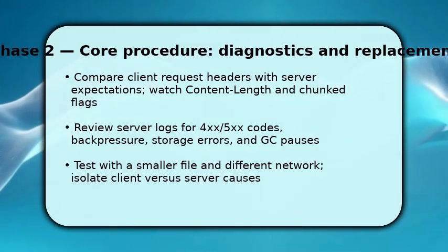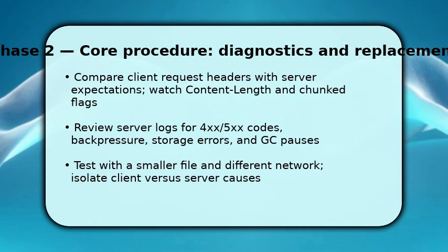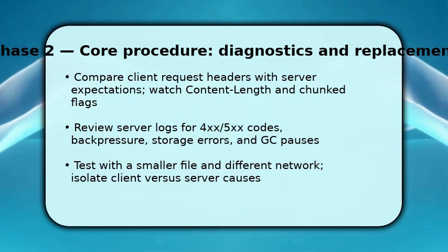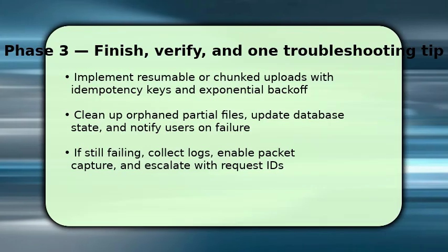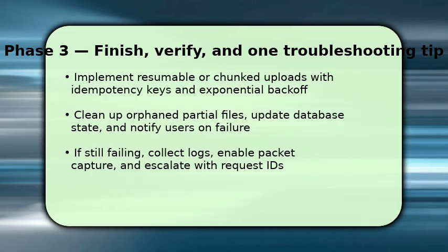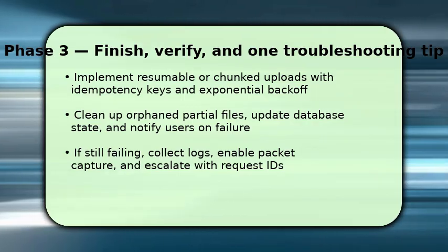If you see partial writes, focus on refinish by fixing and hardening the flow so uploads complete reliably. Add resumable or chunked uploads using idempotency keys and build exponential backoff with limited retries. This prevents duplicate writes and reduces abandoned attempts. Once done, run a cleanup to remove orphan partial files and reconcile DB state, then send clear failure notifications.